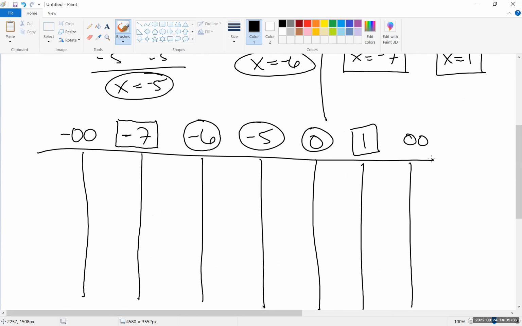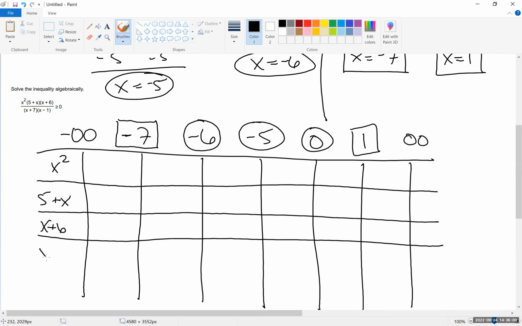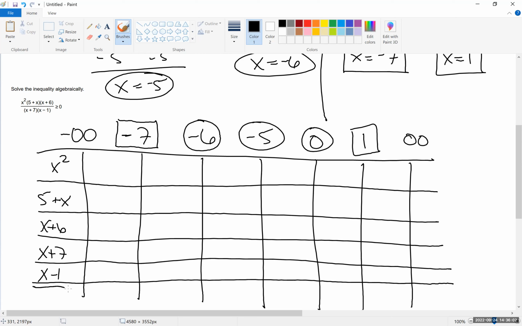All right. Now, we can just paste the function back here. So this is what our function was. Write all the factors. So the first factor here is x squared. The next one is 5 plus x. The next one is x plus 6. The next one is x plus 7. And the last one is x minus 1. After the last one, we do an equal sign, two bars, and then we have our function.